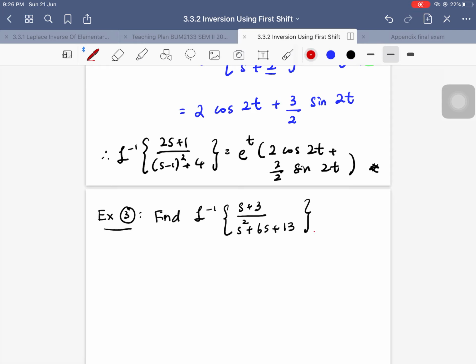But remember, what we can do is when we come across something like this, if the bracket is not there, we can create the bracket. How do we do so? That is when we're going to use the completing the square concept.